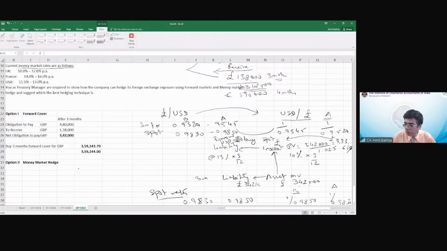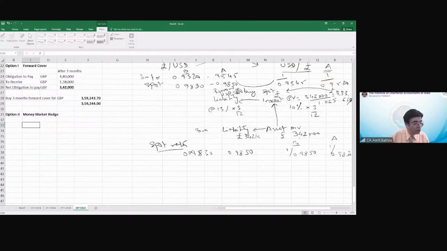Let's start. I think we all have got the hang of the concept at least. So I'm going to borrow today in USD, right? And use that money to buy GBP. Then at maturity, I just have to pay off my USD loan. My GBP investment is going to convert into the maturity value 3 months later, and it will take care of the liability. That's the concept of money market hedge. Let's start.